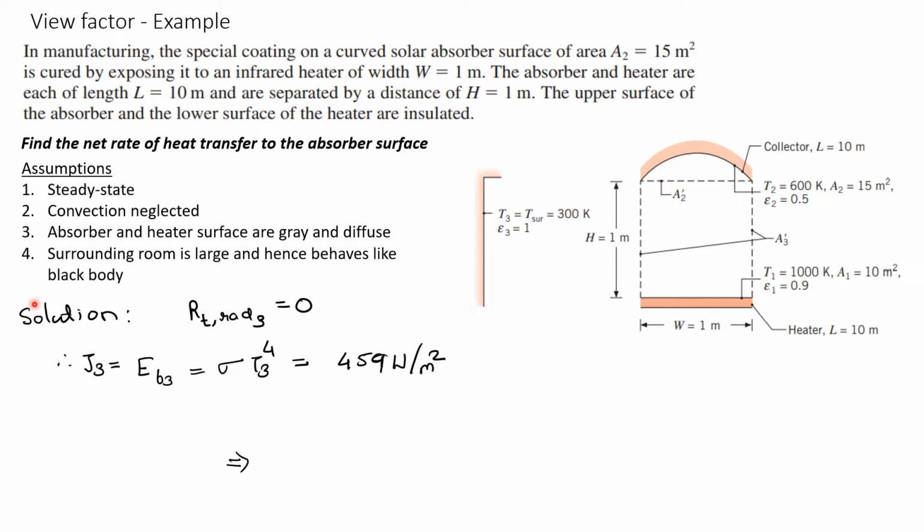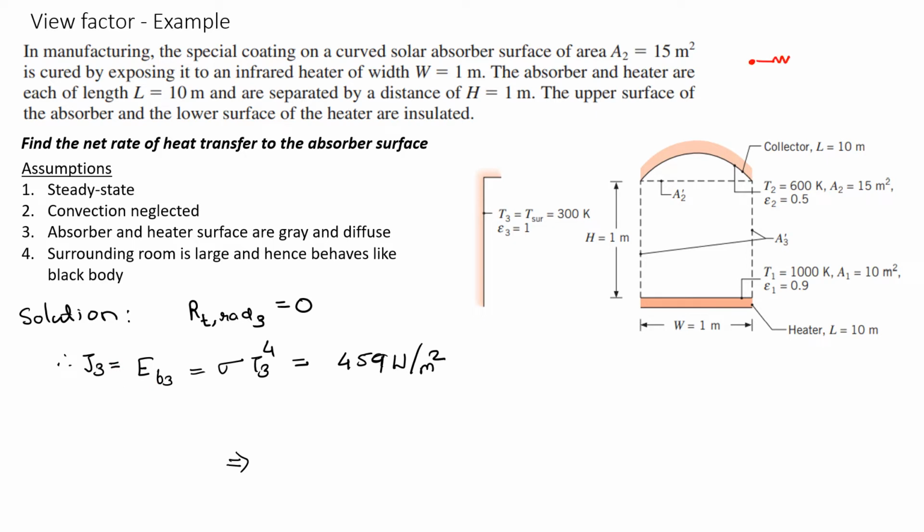So let's calculate the values that we know. Let's begin with calculating the radiosity of surface 3. Because our resistance is 0, the radiosity will be equal to the emissive power, which is nothing but sigma times T3 to the power 4. Now why will this be equal?